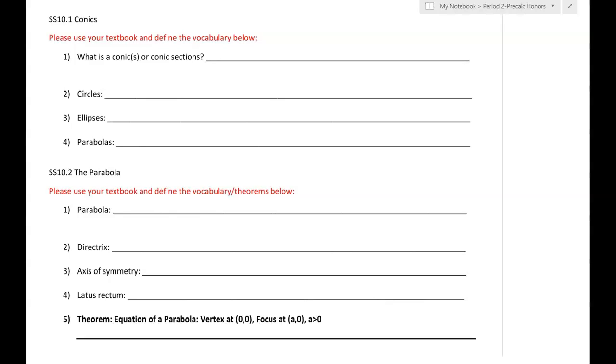Okay guys, so now we're on 10.1 and this is called conics. Congratulations, 10.1 is almost done. All you guys have to do is use your textbooks to define those vocabulary. Even though you guys are defining parabola, I thought this is a hyperbola. But these are the conics that we are going to study this year. We are not going to study hyperbolas, okay? We just don't have time for that this year.